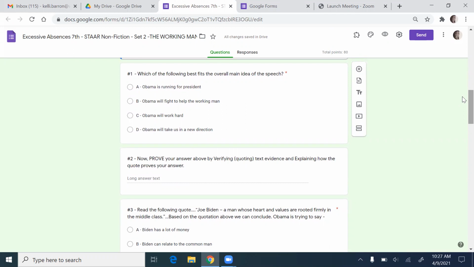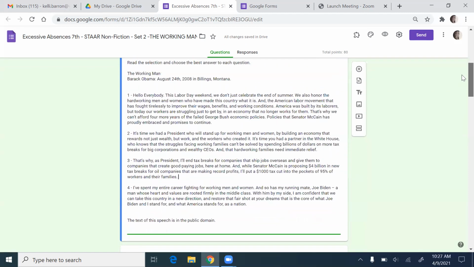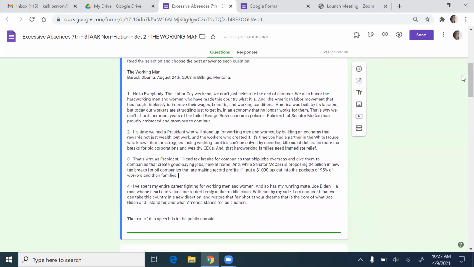We look at the main words that they need in the question. So they need to know that it's the main idea of the overall speech. So they need to read the whole thing. And a lot of times they get questions about one paragraph or whatever, but in this case, the main idea of the overall speech, you know what you're reading for. Now that you know what you're reading for in the first question, go on back. Since you know it's the whole text, let's read the whole thing.